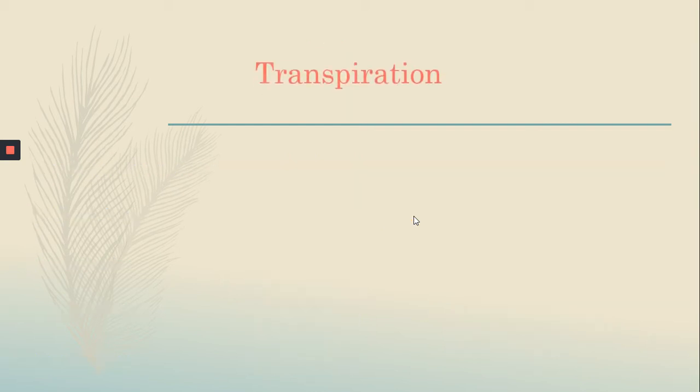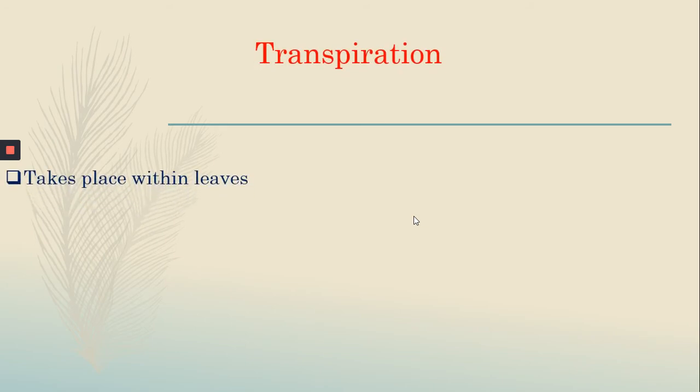So first of all, let's discuss transpiration. This process takes place within the leaves. It is associated with the leaves. It involves water evaporating from a plant. Transpiration involves water evaporating from the leaves.